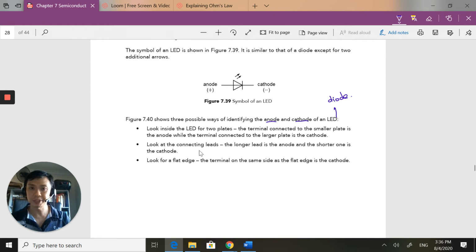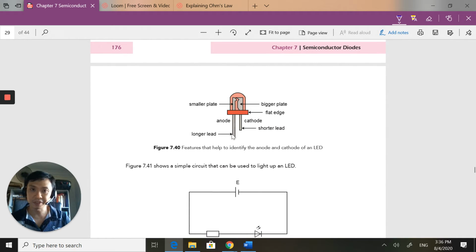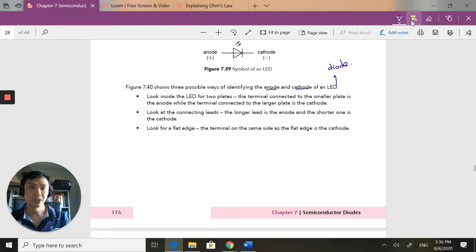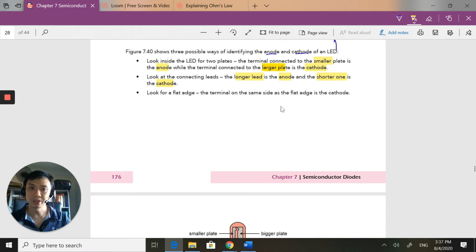So a couple of things. These are the three methods. Let's use this diagram here. First way is, of course, the long leg is the positive, the anode. The short leg is the cathode. And if you can see through the plastic covering itself, the bigger plate is the cathode and the thinner, smaller plate is the anode. Okay, so these are some features that help you identify the anode and the cathode. So please remember this. The anode is the smaller plate and the larger plate is the cathode. The longer leg is the anode, the shorter leg is the cathode. All right, so remember this.